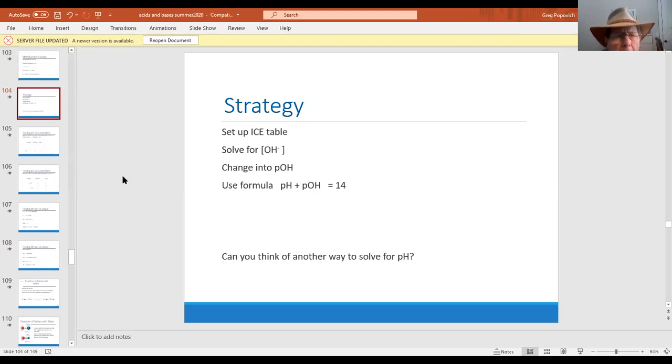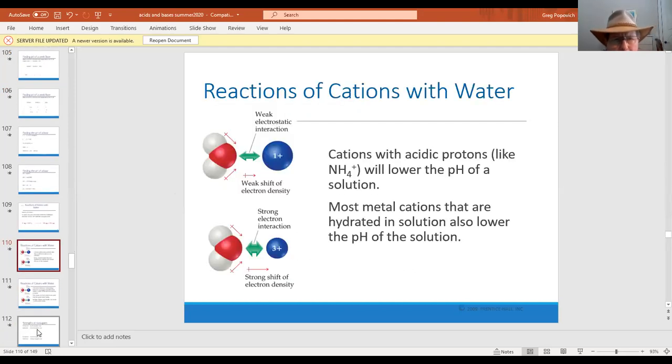Remember, my concentration of OH- times the concentration of H+ equals 10 to the minus 14th. If I have my concentration of OH-, I can solve for my H+ concentration that way. There is more than one way to solve these problems, guys.